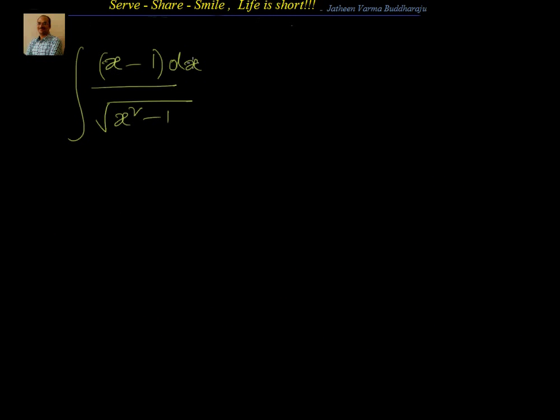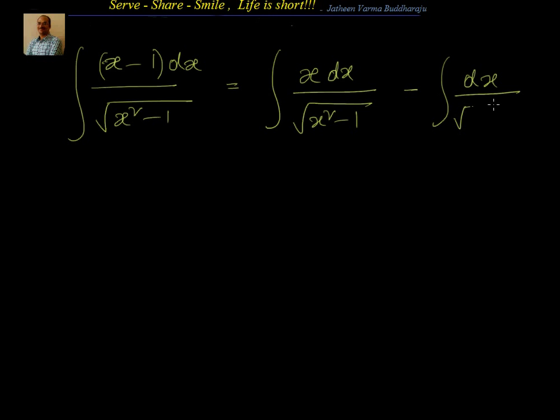We have to find the integral of x minus 1 dx by root of x square minus 1. What we will do, we'll try to separate it. We will say integral of x dx by root of x square minus 1 minus dx by root of x square minus 1. We know the second is easy because it's root of x square minus a square, so that's nothing but log of x plus root of x square minus a square. The only thing is how to find the integral of x dx by root of x square minus 1. For this part, we will say x square minus 1 equal to t. That gives us 2x dx equal to dt.